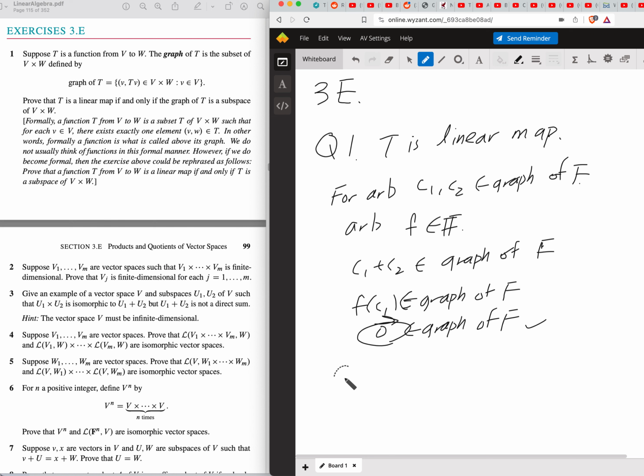And then if you got a c1 in the graph, then you know that c1 must be able to be written down as, let's say, (v, Tv) for some v in V, and that's just the definition of it. And then let's say you got some constant F.